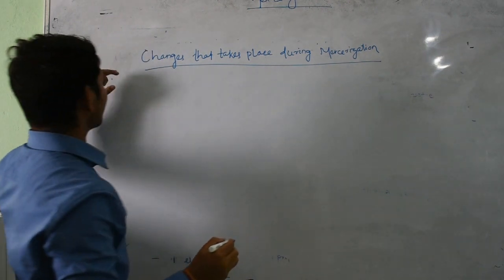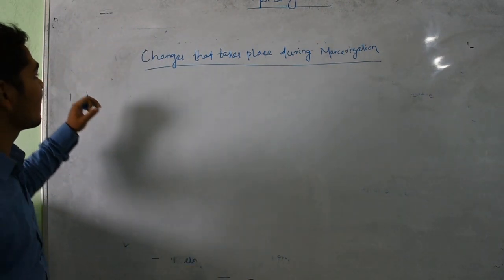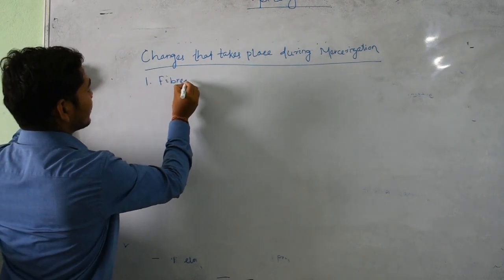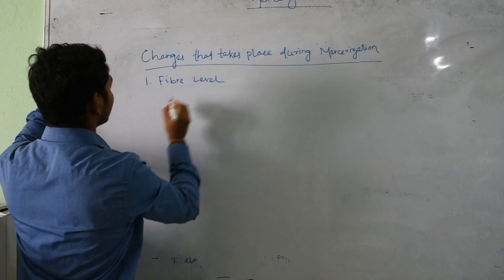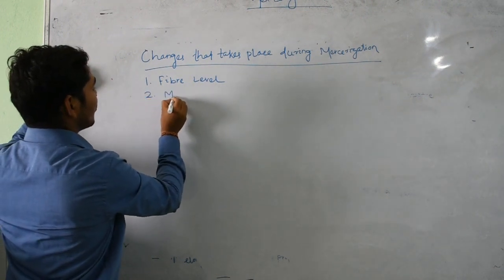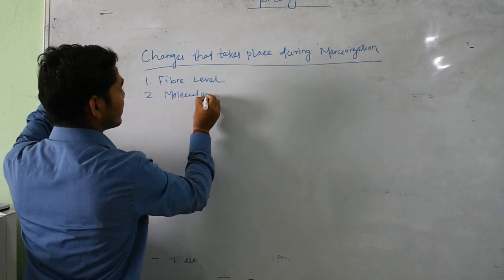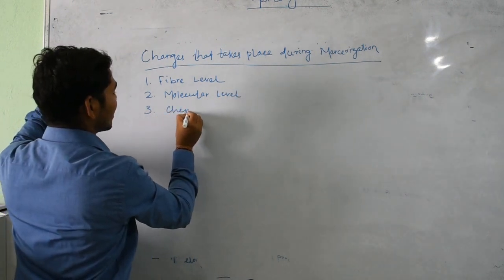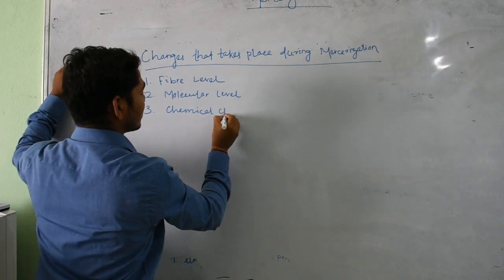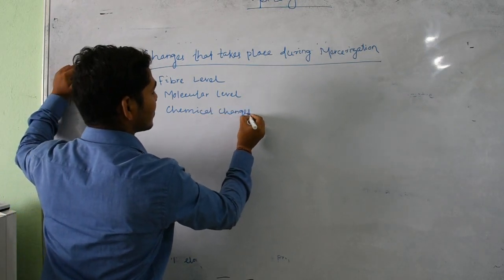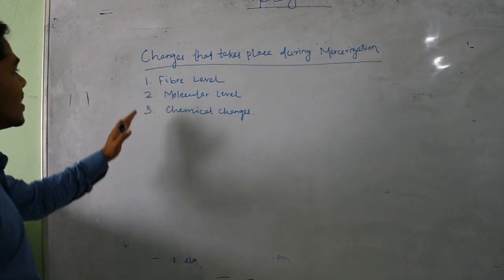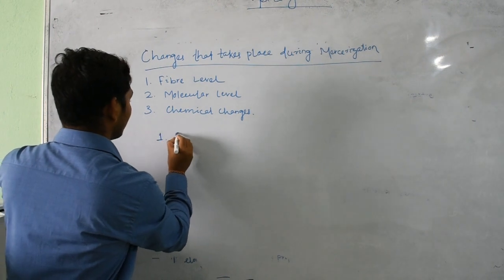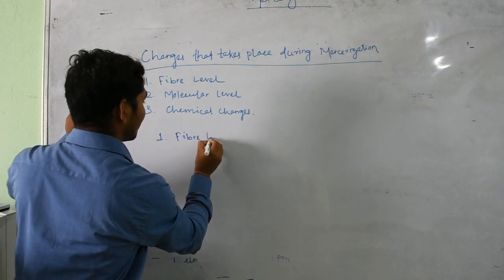Changes that takes place during mercerization are in 3 levels. First is in the fiber level, second is in the molecular level, and third one the chemical changes. So let's discuss in detail of these 3 changes. First is changes in the fiber level.